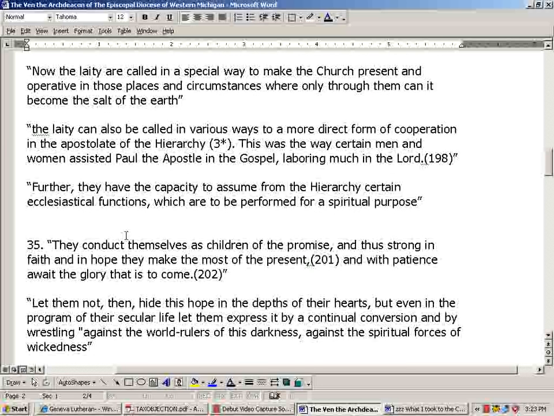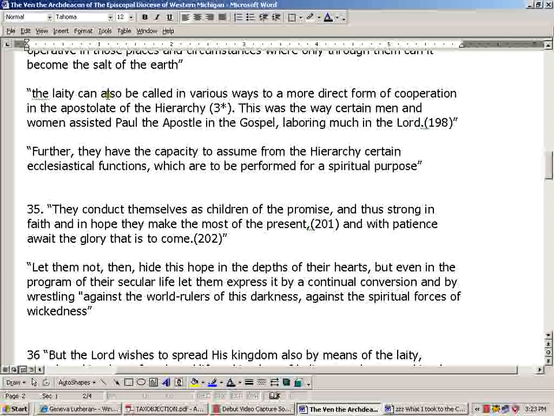the laity. It can also be called in various ways to a more direct form of cooperation with the apostolate of the hierarchy. This was the way certain men and women assisted Paul the Apostle in the gospel, laboring much in the Lord.